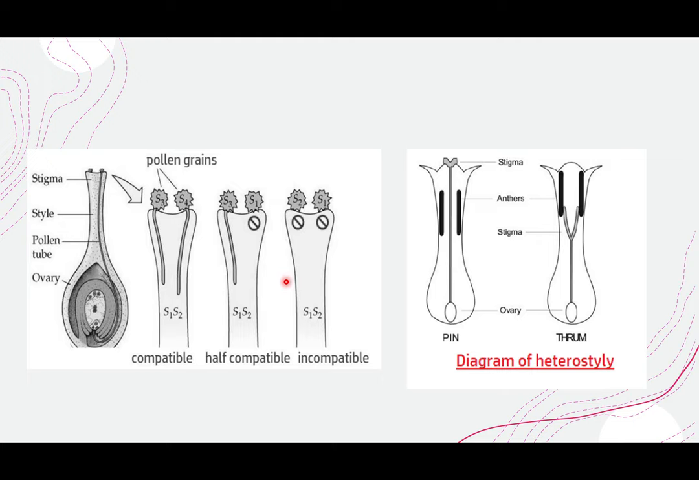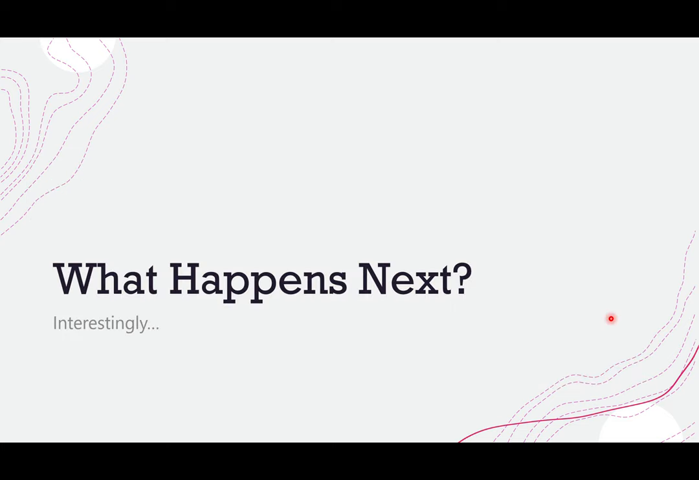We generally look at the genes and stuff like that, and looking at what's compatible with what. All right, so here on the left we're looking at compatibility, and on the right we're looking at heterostyly. Right, okay, so what happens next?